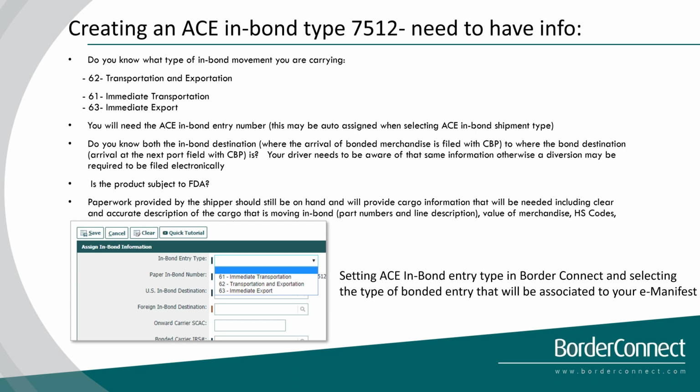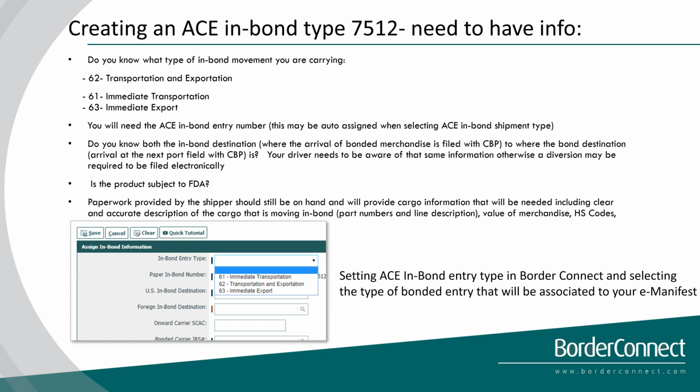So do you know both the in-bond destination, where the arrival of the bonded merchandise is filed with CBP, and where the next port of arrival is going to be? And that driver needs to know that same information. So if freight is leaving Laredo, Texas, for example, destined with an export to Canada, and that driver is going to route through Port Huron, Michigan, but then physically arrives at Detroit, Michigan, that's where a diversion of port needs to occur. So what is on paper and what has been filed electronically with U.S. Customs needs to be the same.